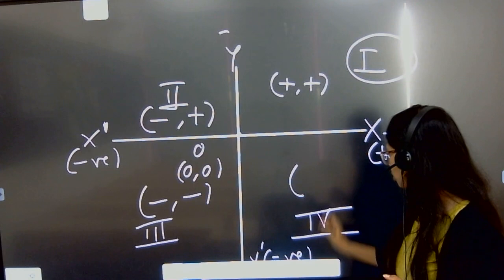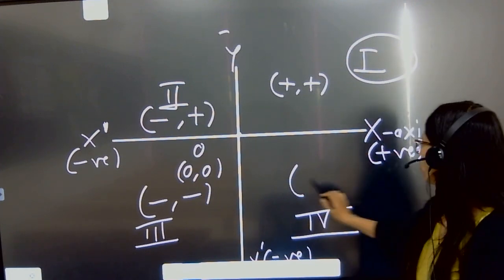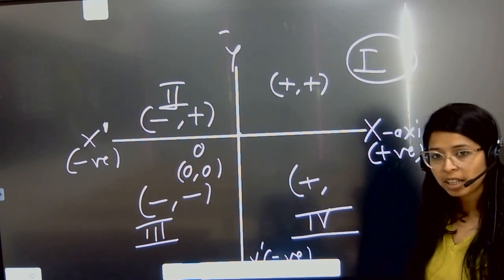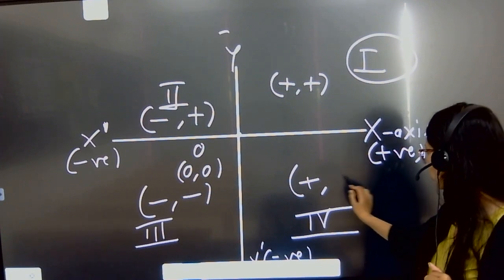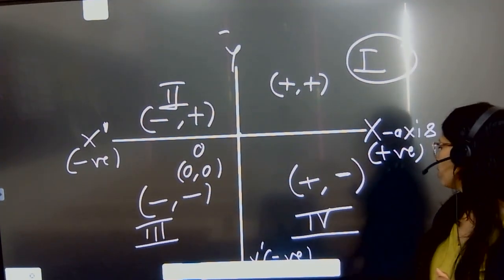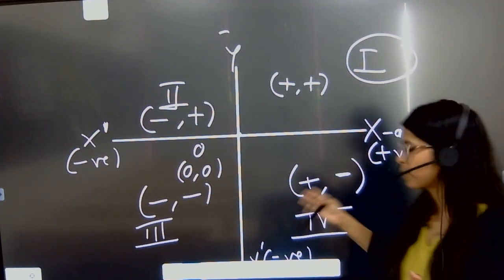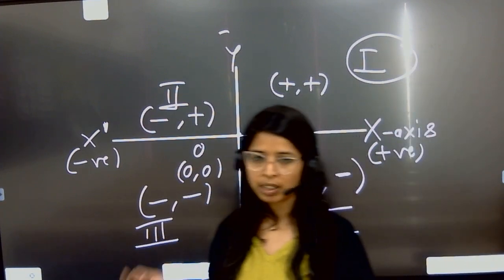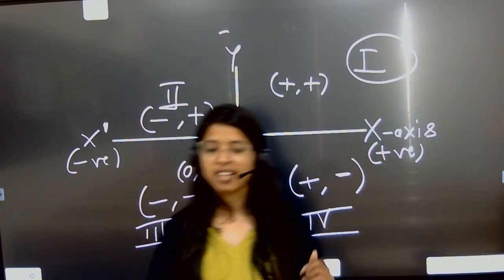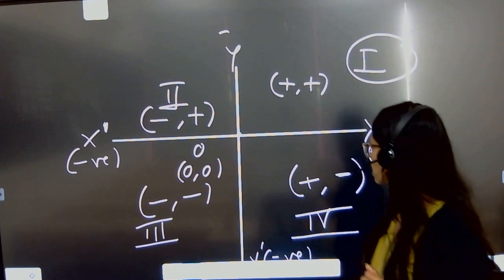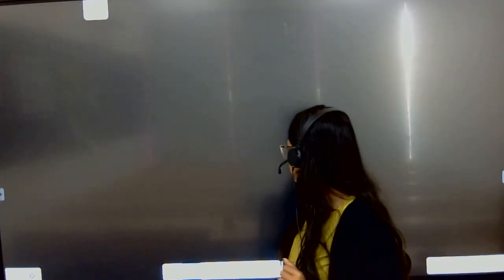And for the fourth quadrant, we have the x value positive and the y value negative. That's why if the first value is positive and the second value is negative, it will lie in the fourth quadrant. Clear? So now we can try some questions for practice.